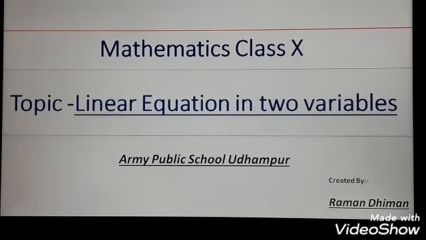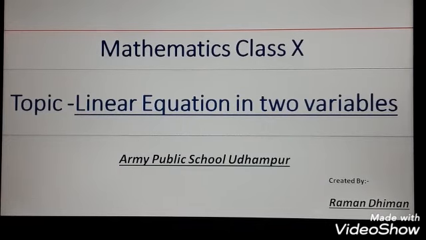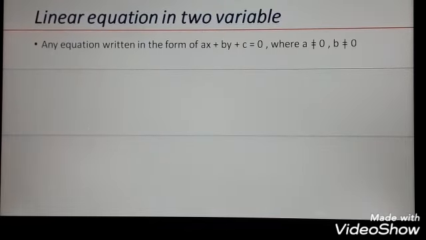Today, our topic is linear equation in two variables. This topic you studied in class 9th also. Let's recall the things which you studied in class 9th. That basic definition, linear equation in two variables.